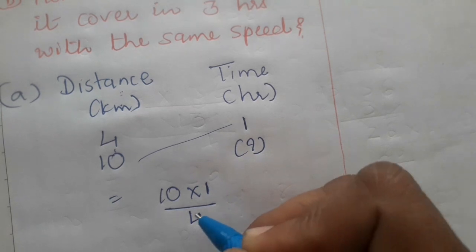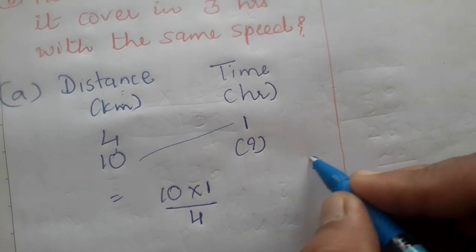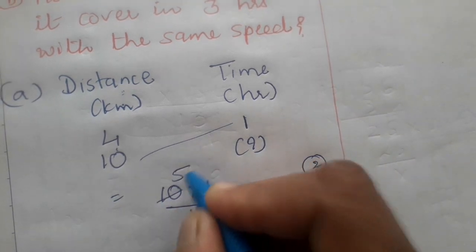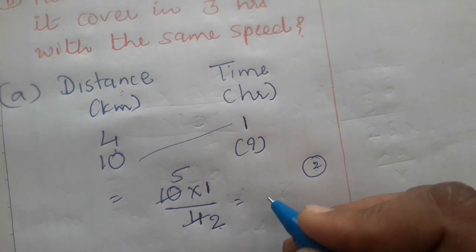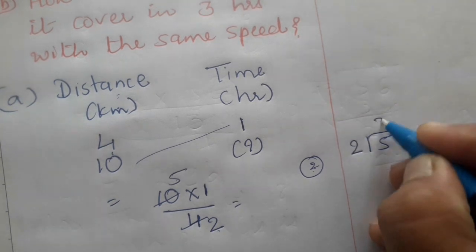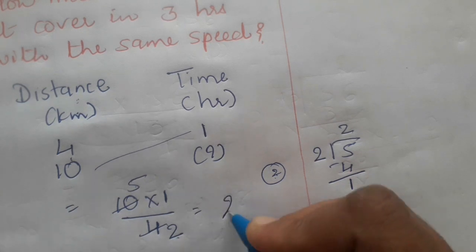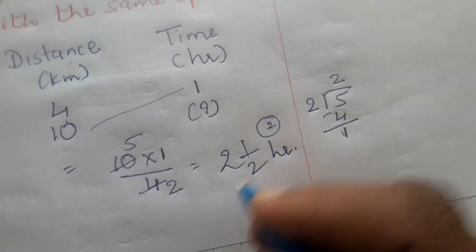Now 10 and 4 both are divisible by 2. So 2 2s are 4 and 2 5s are 10. So 5 divided by 2, that is, you know that when you divide 5 divided by 2, that is 2 2s are 4 and 1 is there. So what is your answer? 2.5 hour.